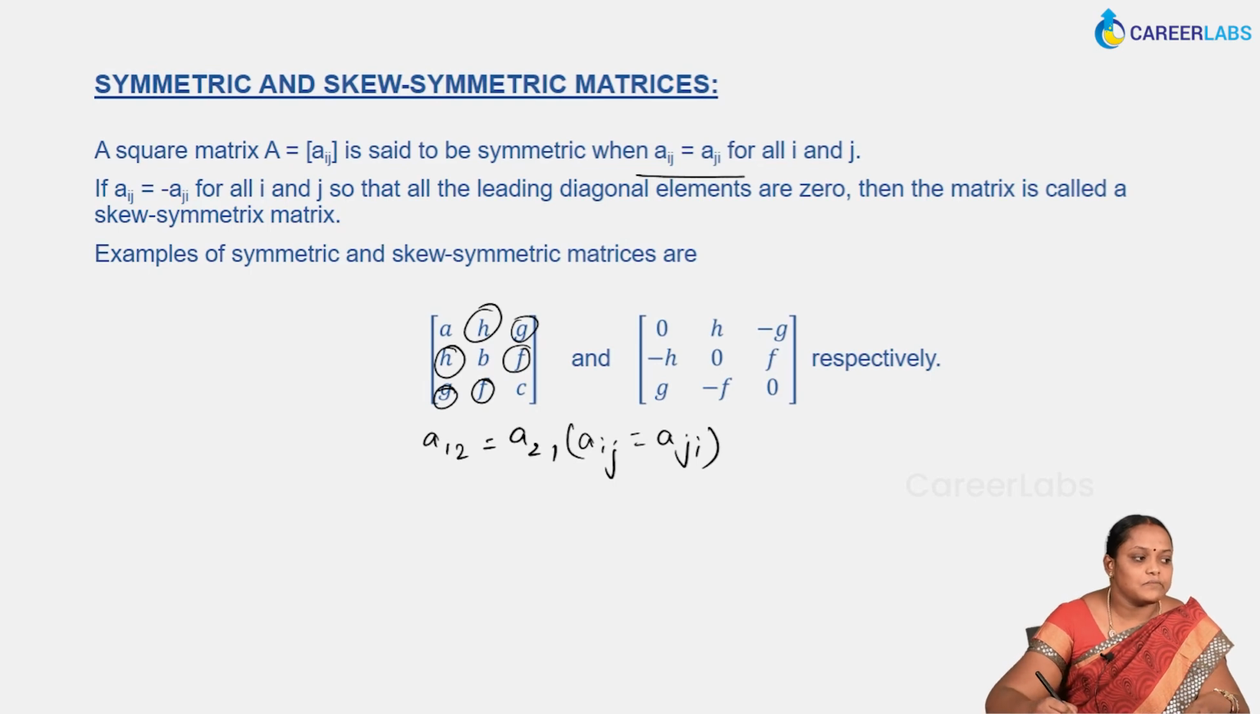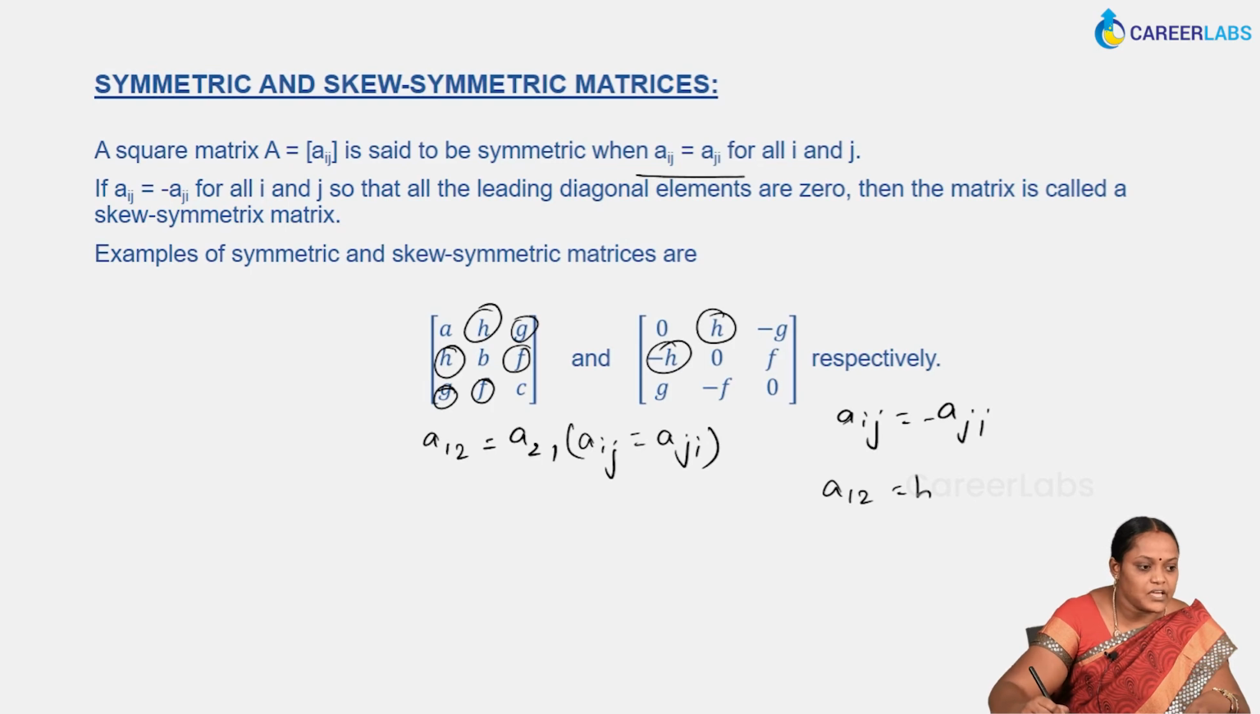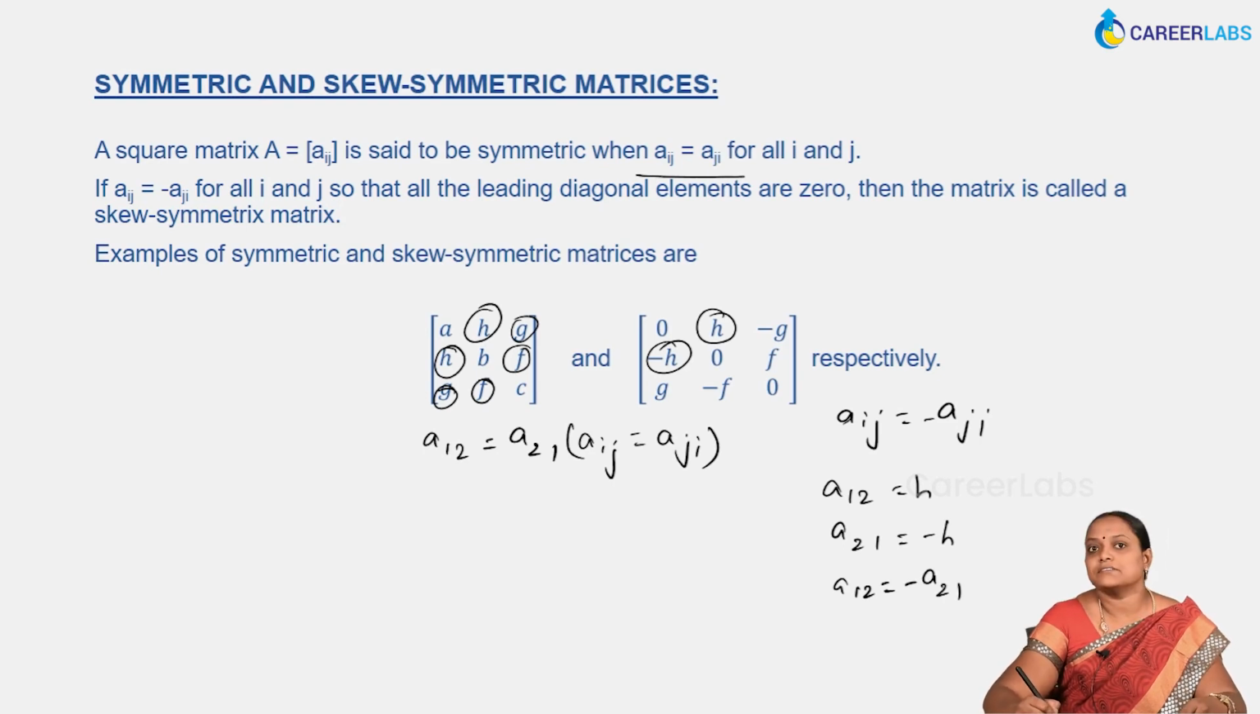For a skew symmetric matrix, Aij should be equal to minus Aji. See here, A12, first row second column, is h and second row first column is minus h. So A12 is equal to minus A21. So this matrix is a skew symmetric matrix.